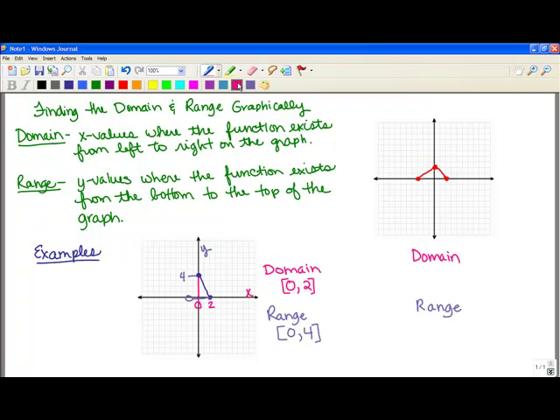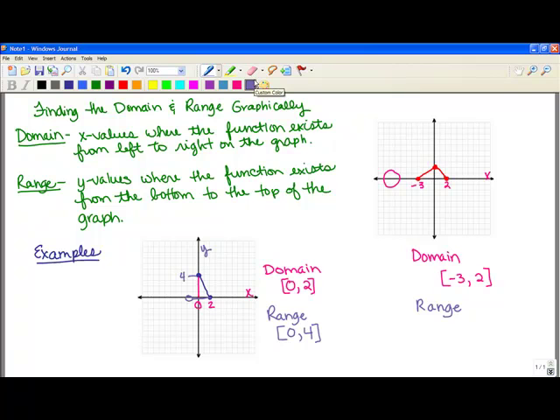Now let's take a look at this other function on the right side of the screen. The domain again are going to be x values. So there's nothing on the left side until we get over here, and this value is at -3 on the x-axis. The function continues from -3, goes up, and then comes down and stops at +2. So that will be the domain. The domain goes from -3 to +2, and we have closed dots again at both -3 and +2, so we'll use brackets.